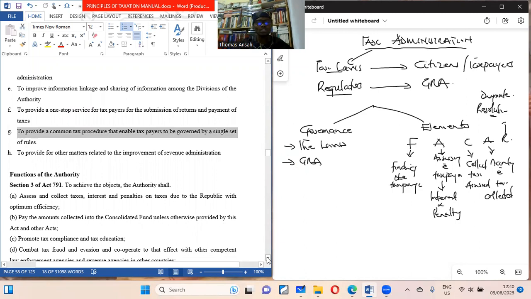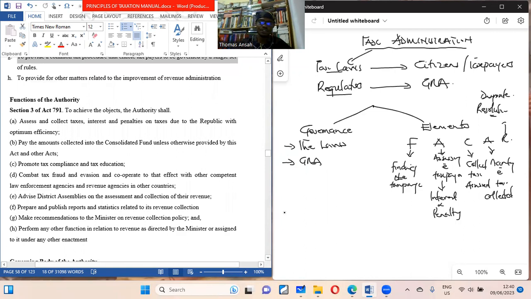So how do they perform their functions and achieve these objectives? That is what you see in the elements over here. So what do they do? They identify, assess, and collect the tax, interest, and penalties due to the Republic.